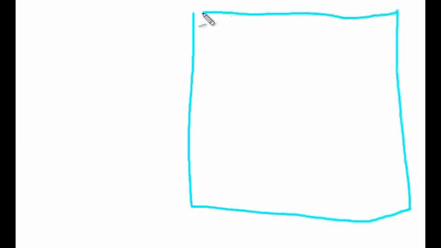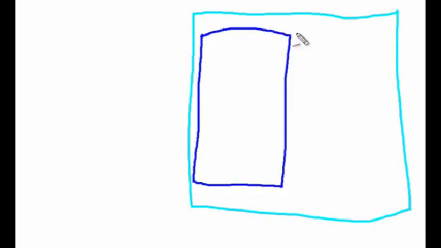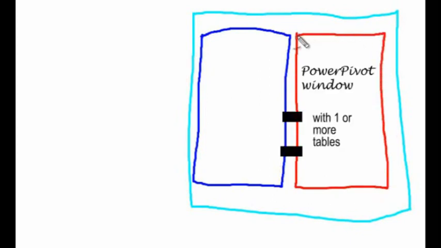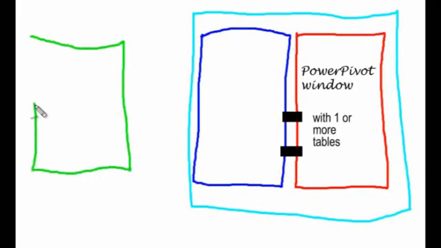When you're working with Power Pivot in an Excel workbook, that one workbook has an Excel window and a Power Pivot window. The Excel window has one or more worksheets, and the Power Pivot window has one or more tabs, with each tab representing a table. To create a linked table, the source table must exist in an Excel worksheet in the same workbook.